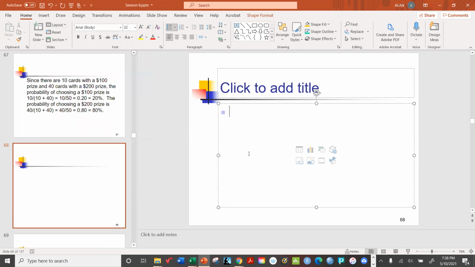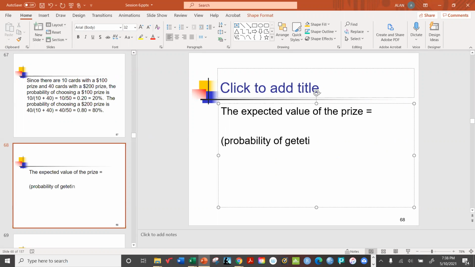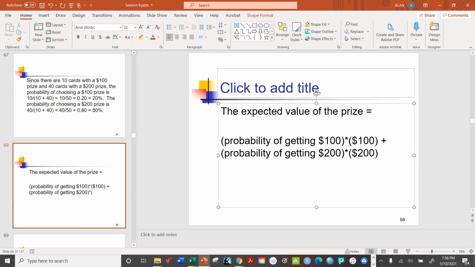The expected value of the prize equals the probability of getting $100 times $100 plus the probability of getting $200 times 200, which is equal to 0.20 times 100 plus 0.80 times 200, and so that'll be 20 plus 160 equals 180.